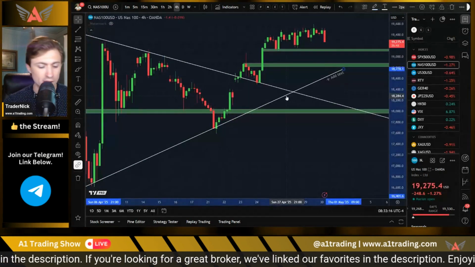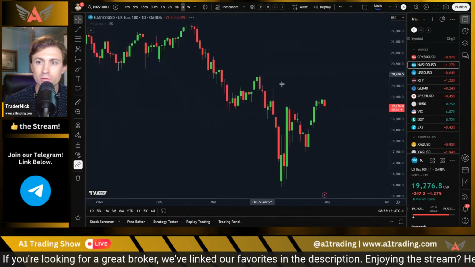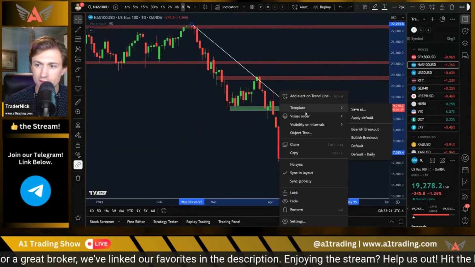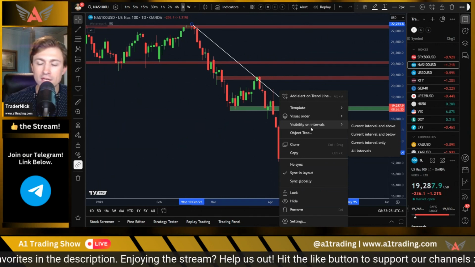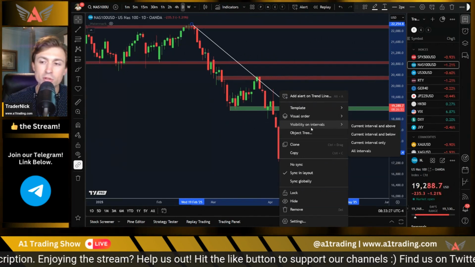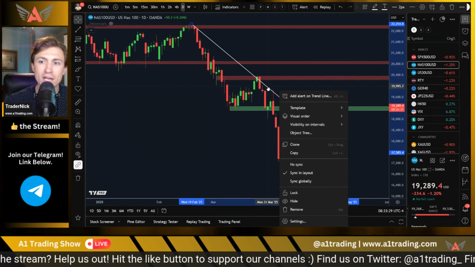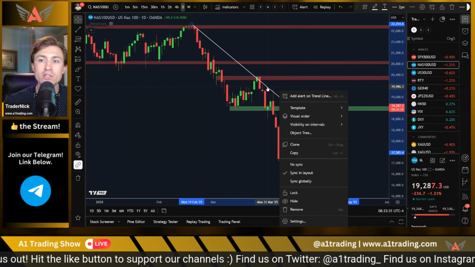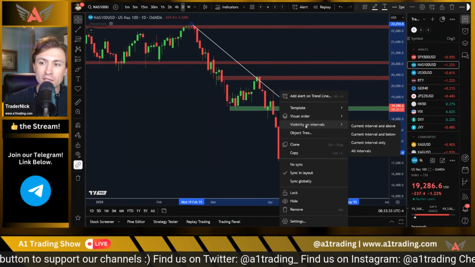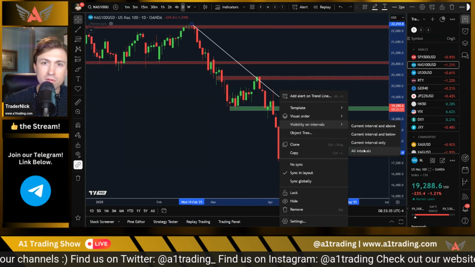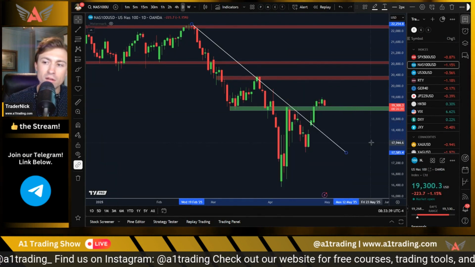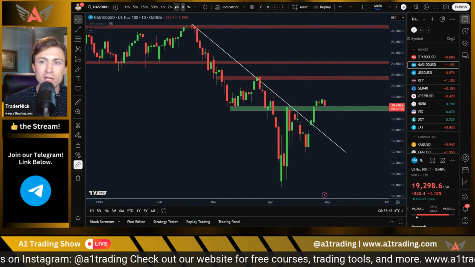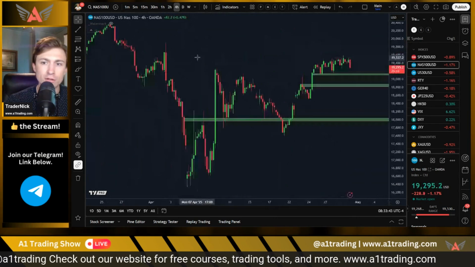Let me just clean up my chart here. So I really only want to see this on it's a cool little trick for you. You can actually make certain indicators or drawings only visible in certain time frames. Just right-click an item. So I've right-clicked this trend line, visibility on intervals. I want to do only on the daily chart, current interval only for this trend line. So now when I go down to the 4-hour chart, you won't see that trend line.